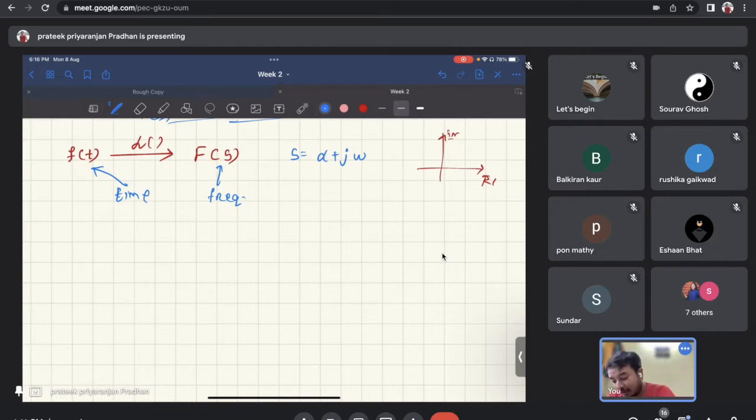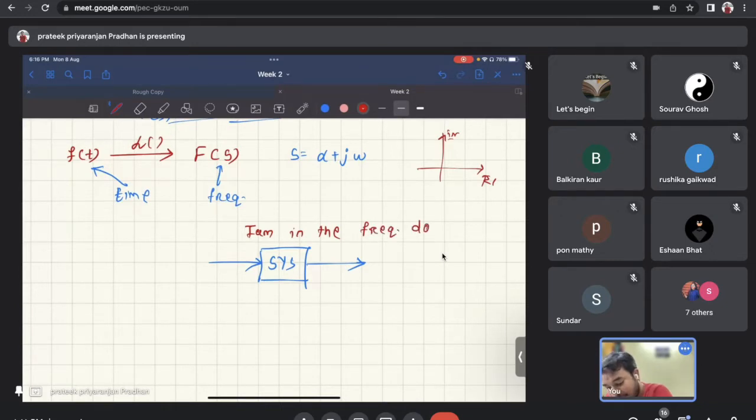Okay. So what the poles and zeros do is, when I have a system like this, this is my system. Now I am in the frequency domain.